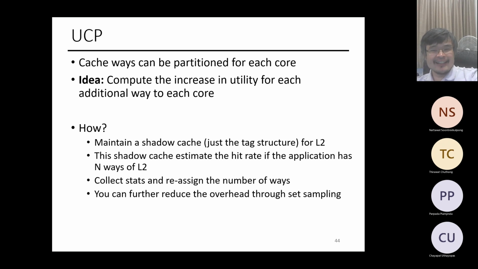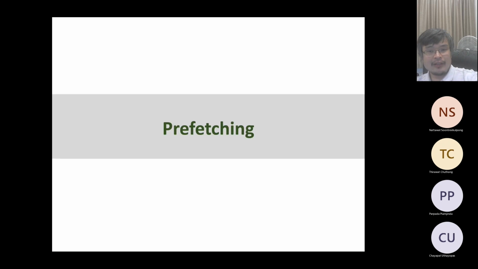So these allow you to basically perform set sampling. You don't have a full-blown tag array. You only sample some sets, and this shadow cache can be much smaller, right?